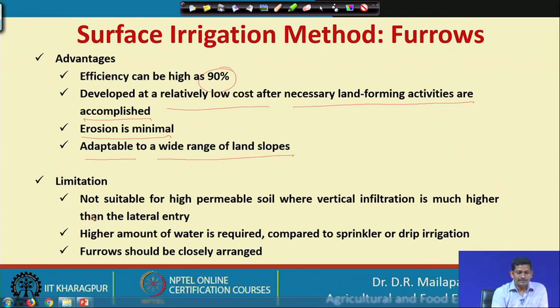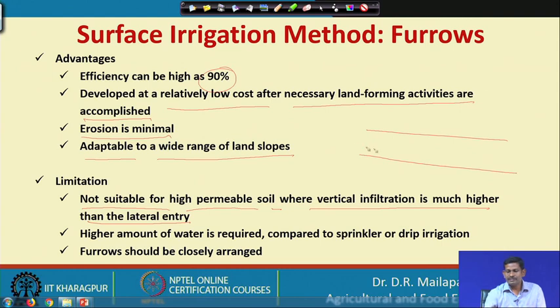The limitation here is that furrows are not suitable for highly permeable soil, where the vertical infiltration is much higher than the lateral entry. In these three surface irrigation methods, we basically release or deliver water at one end, called the head end, and we expect this water to reach the tail end.